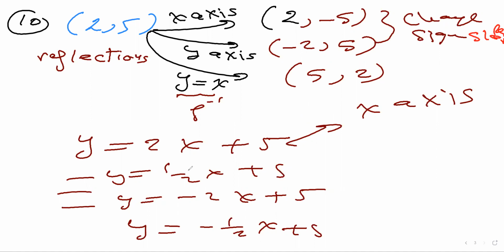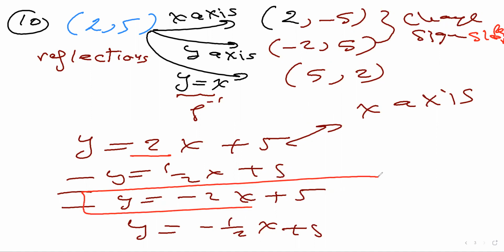So what is the answer? Don't flip the fraction, the slope. Just change the sign. Here the sign is positive 2, so the answer is negative 2x plus 5. This one. Is that clear for all? Yes.